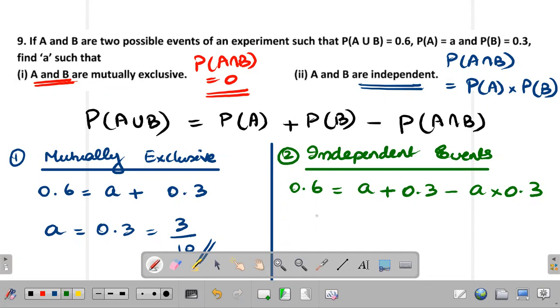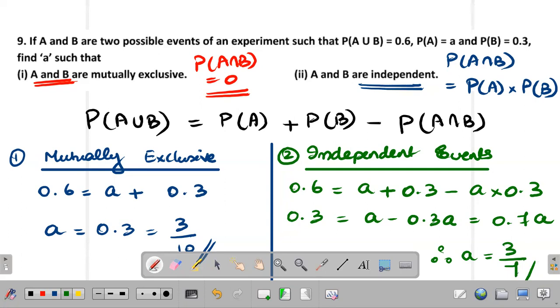So from this, I can see that 0.3 is equal to A minus 0.3A, that is equal to 0.7A. Agreed? And from this, I can say A is equal to 0.3 by 0.7, which is nothing but 3 by 7. Do you agree with me? 3 by 7. So that is the answer for this question. I guess this explanation part is also clear to you. So let's focus on the next question now.